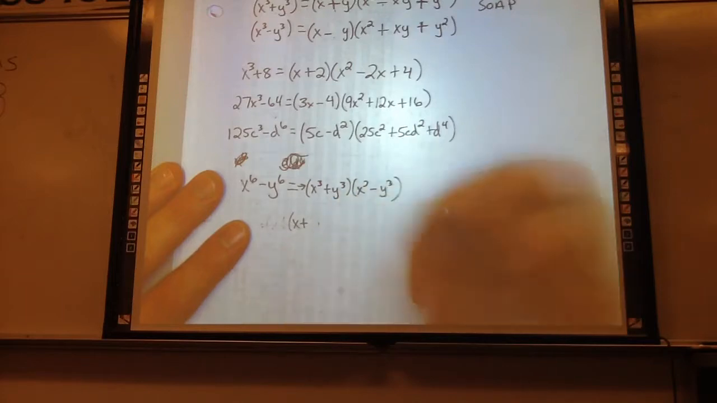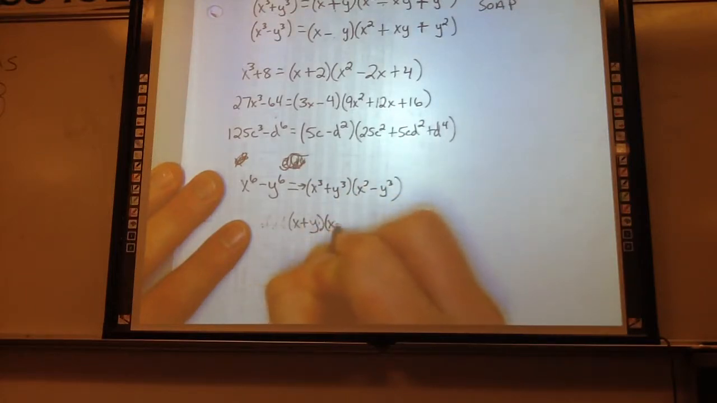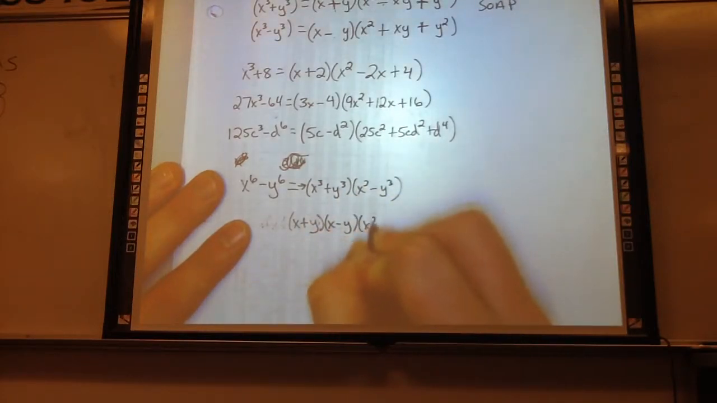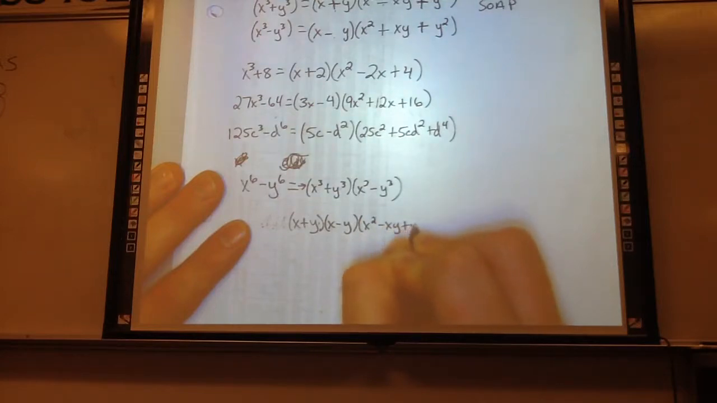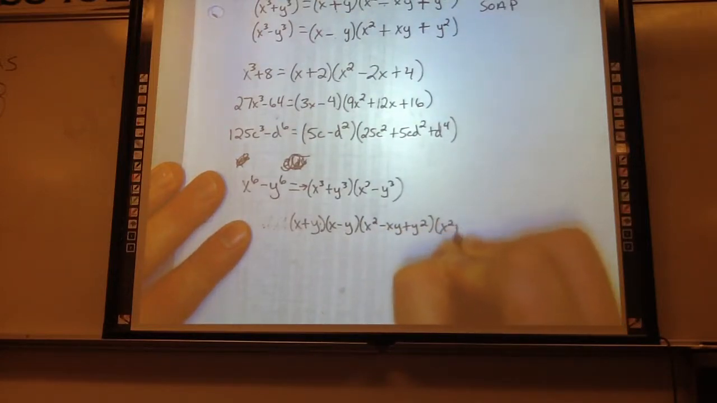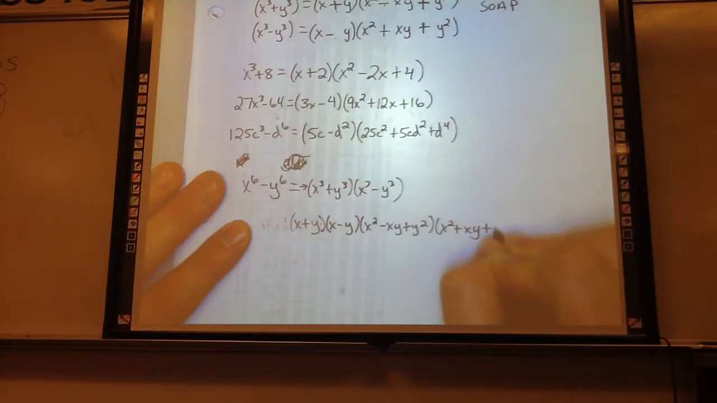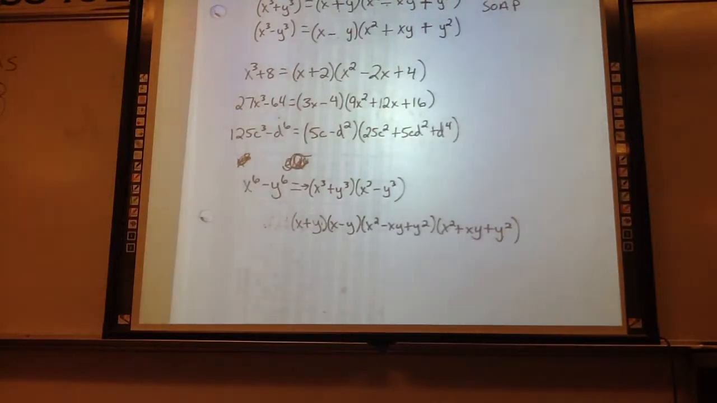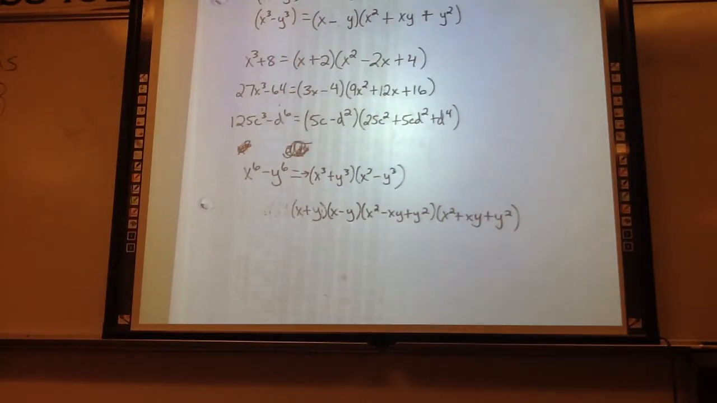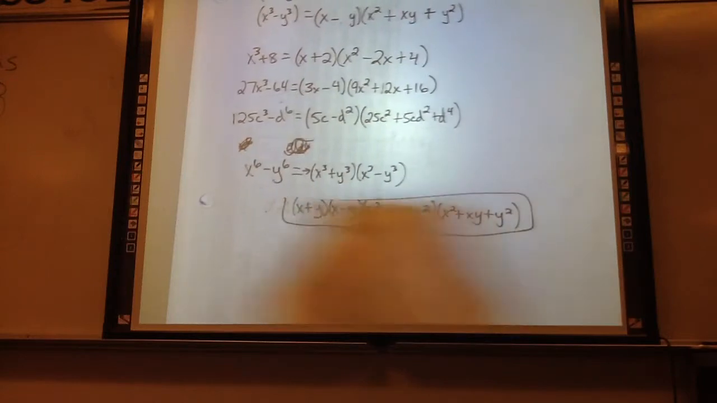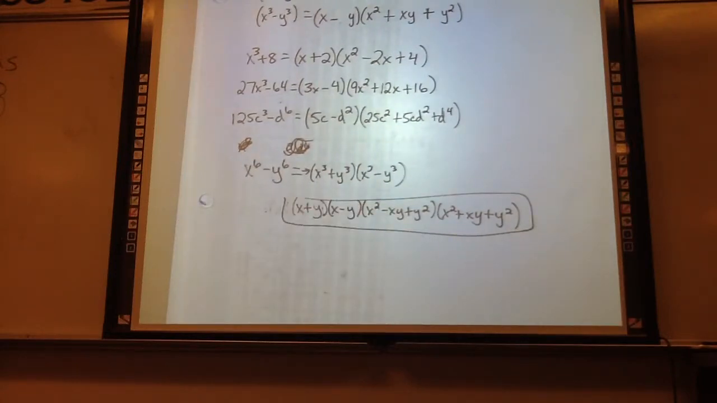I would write it like this: x plus y times x squared minus xy plus y squared. Personally, that's what I would write. But you could have those four in any order. As long as you have those four, order doesn't matter.